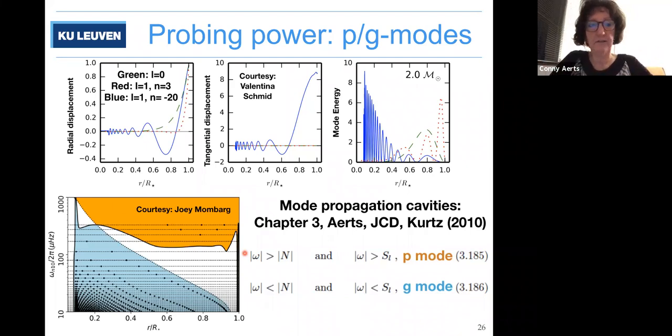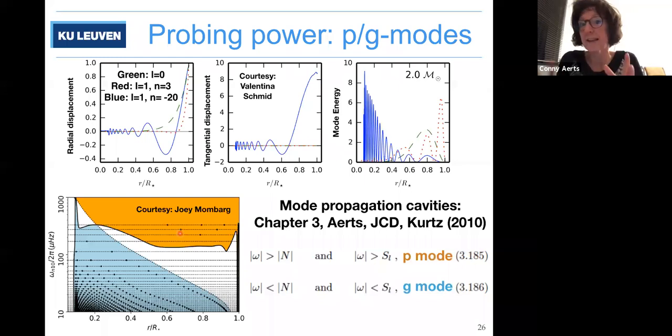So these are modes that can pass this evanescent region that's in white here. Once your star evolves, the orange goes down, the blue goes up, and then you can couple these modes together because the evanescent zone becomes thin enough. And that's what you see in red giants. And that's why we also were able to detect many of the core rotation in red giants, actually.